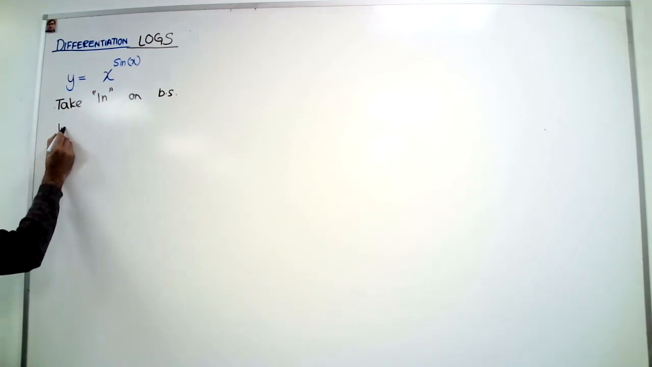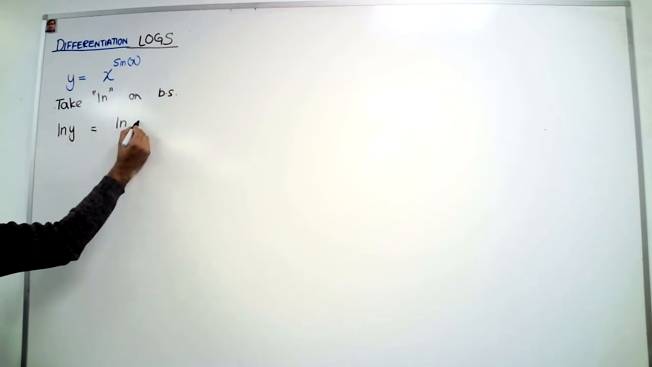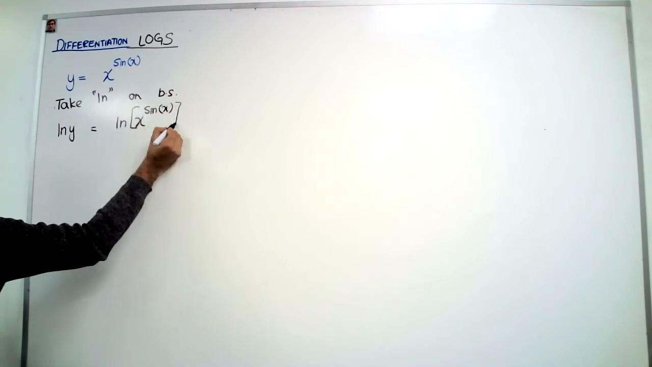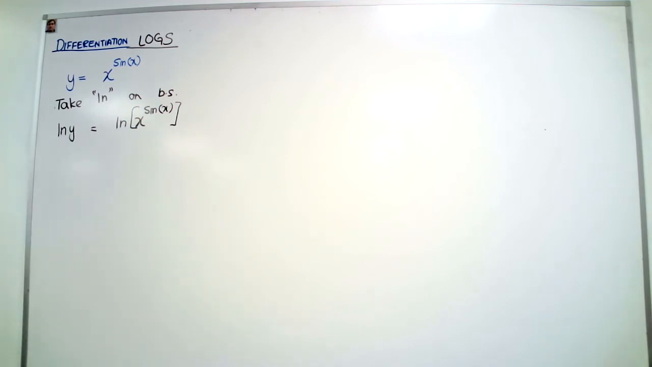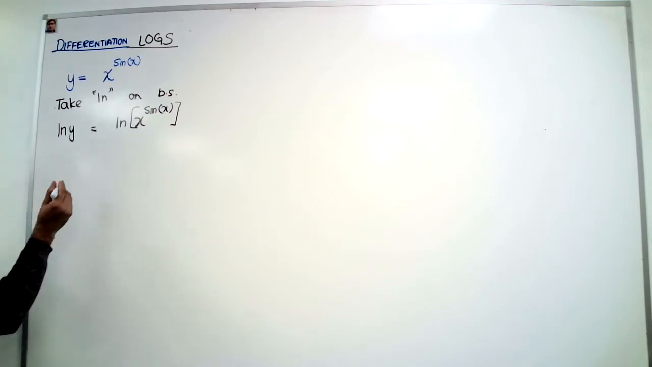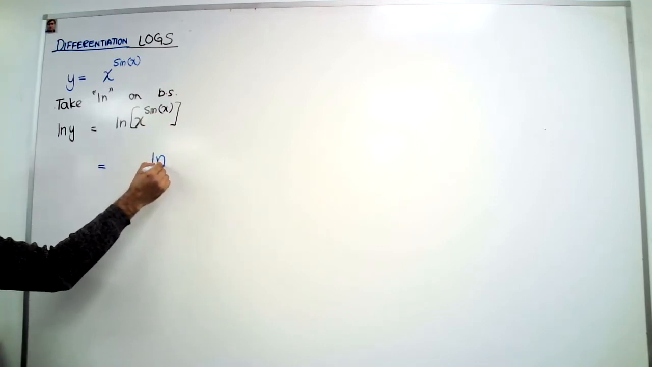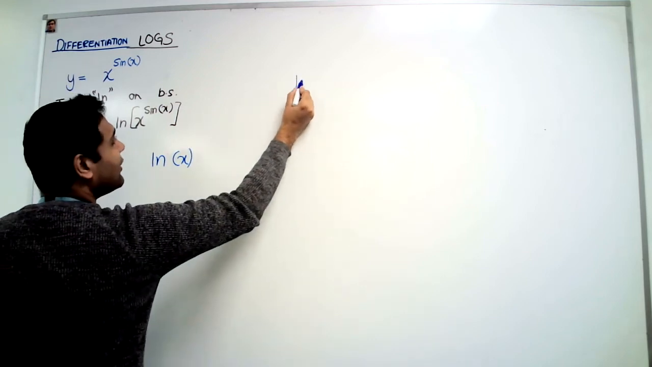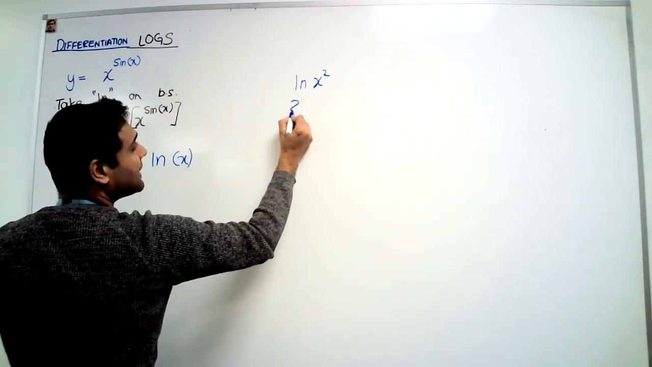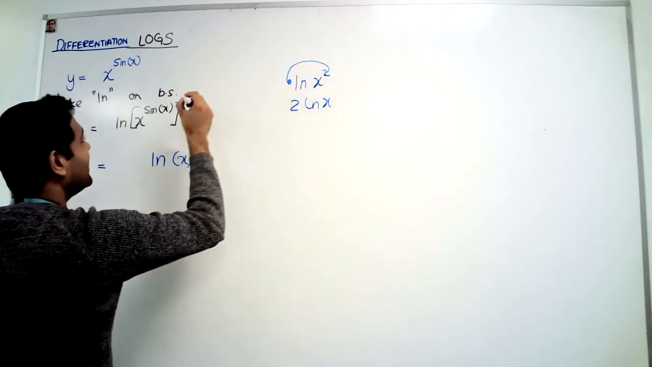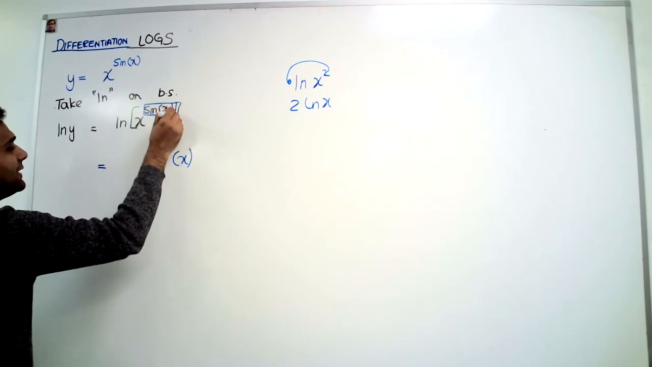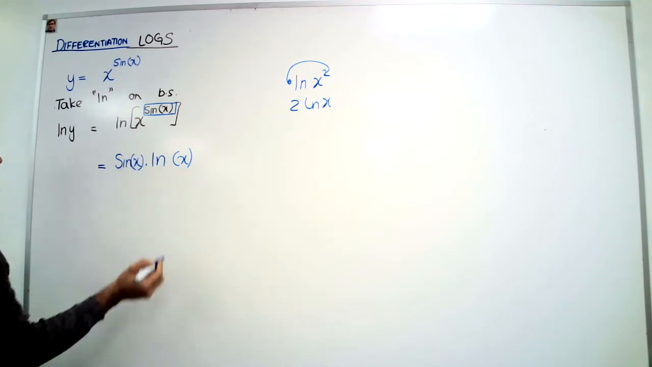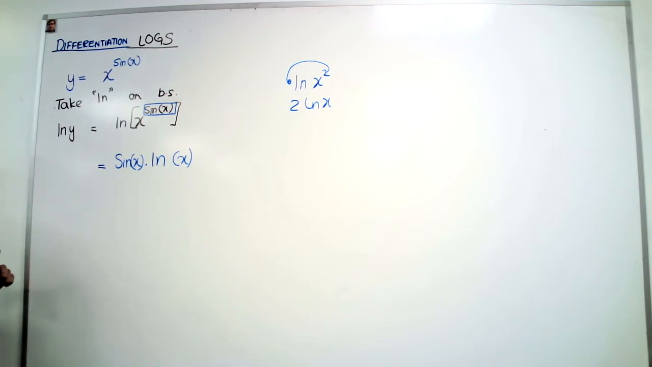Now let's have a look. ln y equals ln of x to the power sine x. We have a rule. The rule states that if I have ln of x squared, the power comes to the front and it becomes 2 ln x. Now here, this thing is the power, and the power comes to the front. So that would become sine x times ln x. And on this side, I have ln y.